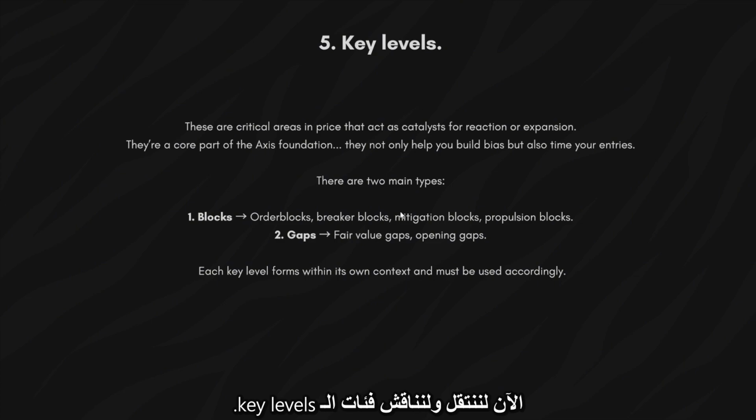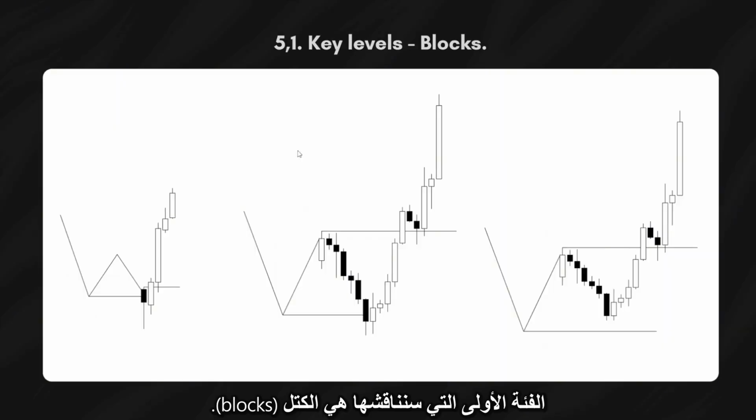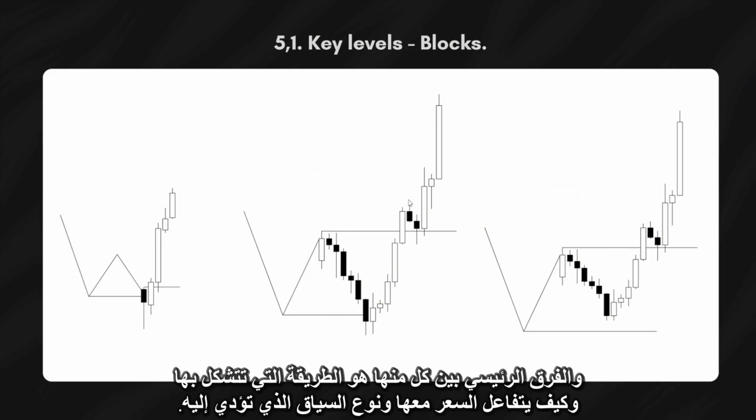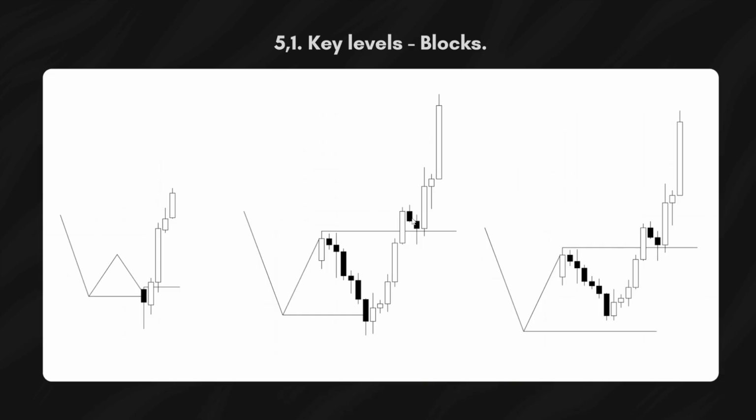Okay? Now let's move on and let's discuss the categories of key levels. The first category that we're going to discuss are blocks. Now we have different types of blocks. We have an order block, a breaker block, and a mitigation block. And the main difference between each one of them is the way they are formed, how price interacts with them, and what sort of context it leads to.